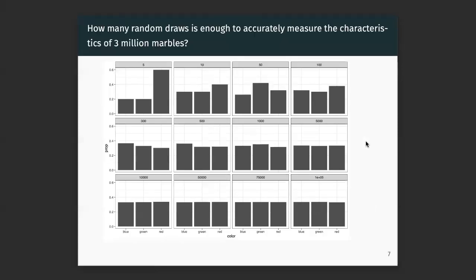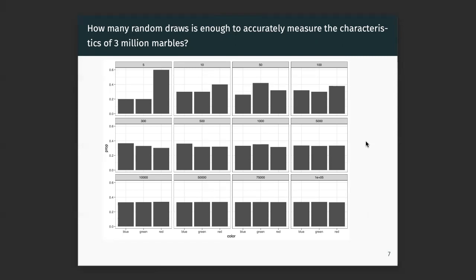But how many random draws would be enough for us to accurately measure the distribution of the 3,000,000 marbles? How many draws, how many random samples? So let's assume that the weight is identical across them all. We shake the bag up really good and we draw out marbles. So let's say I draw 5, right?